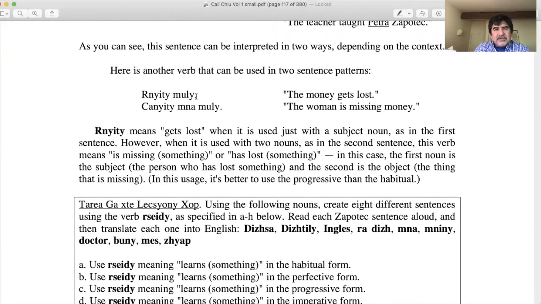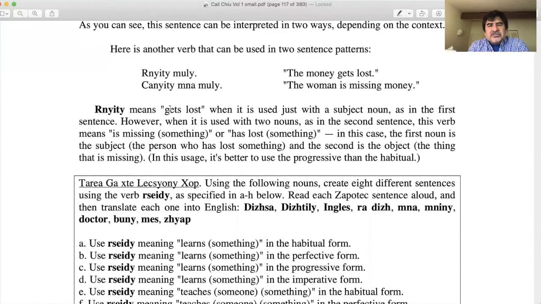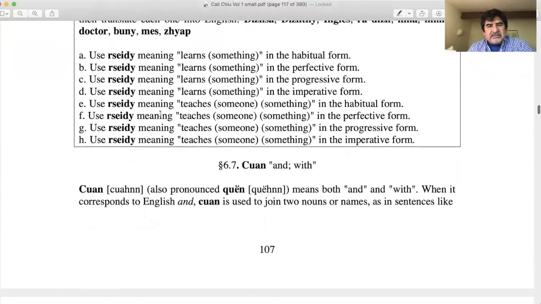Rnitmul. The money gets lost. And here we have the subject. So kanit mnamul. Who's missing? The woman is missing the money. So Ranit means get lost when it's used with just one object noun, like in the first sentence. However, when it is used with two nouns, as in the second sentence, kanitim naamul, this verb means is missing something or has lost something. Okay, so we just covered this explanation again, and I hope that makes sense.